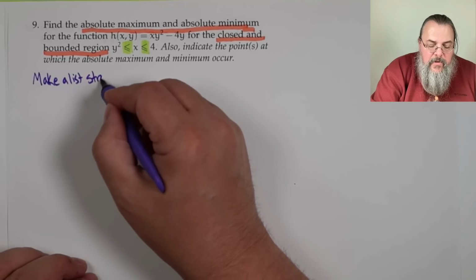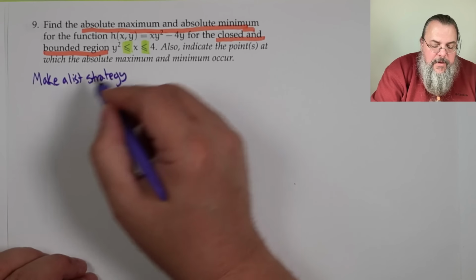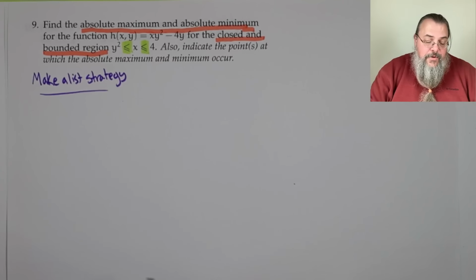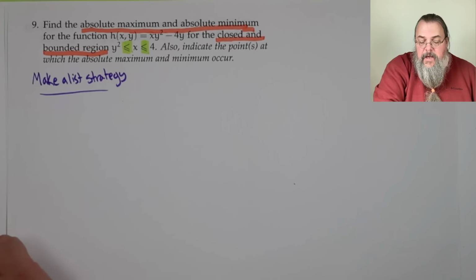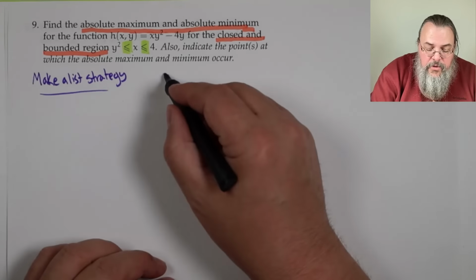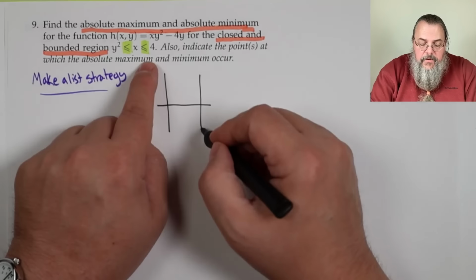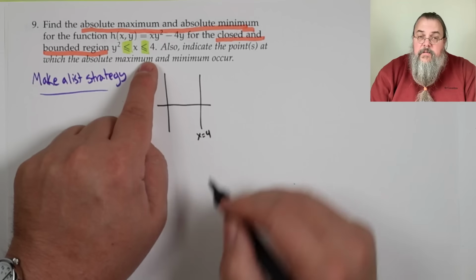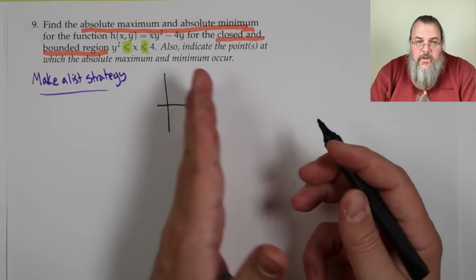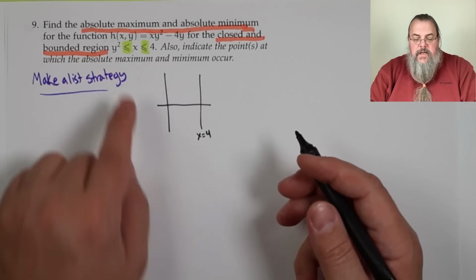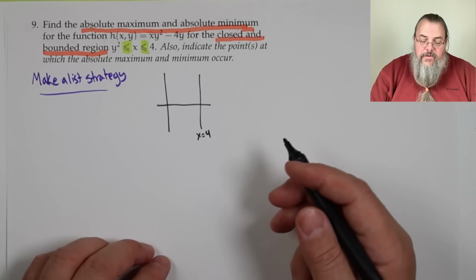All right, so we'll go through and talk about that in a second here, but let's start by looking at what this region looks like. And so we have 2 bounding curves. One of them is the curve x equals 4. That looks like this. And notice we are to the left of x equals 4 because x is less than or equal to 4. Then we have this x equals y squared.